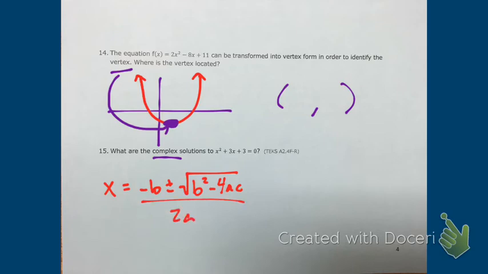So think about what your A, B, and C are here. Your A is whatever's in front of your x squared, and we know there's a 1 there, so A equals 1. Your B is whatever's in front of your x, so B equals 3. And then we have C equals 3. That's your last thing there. So you need to take your A, B, and C and plug them into our formula to get an answer.